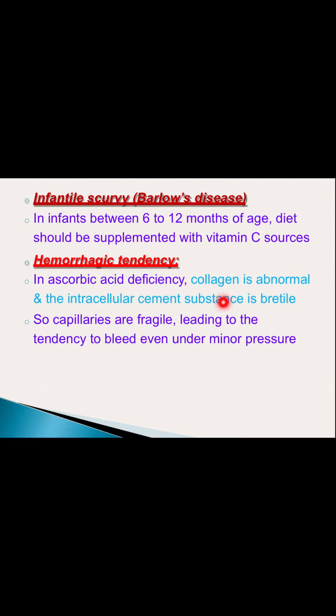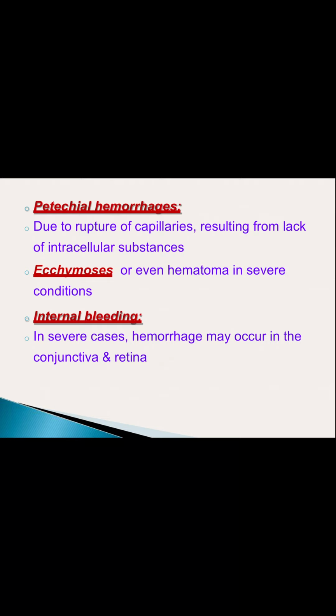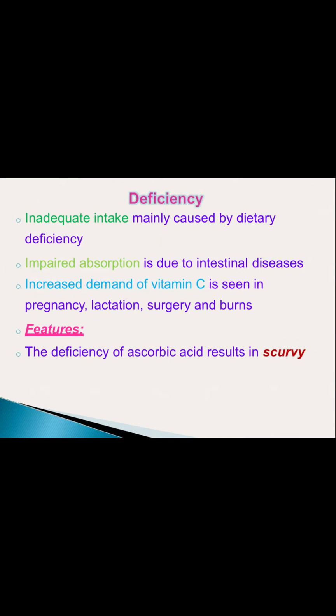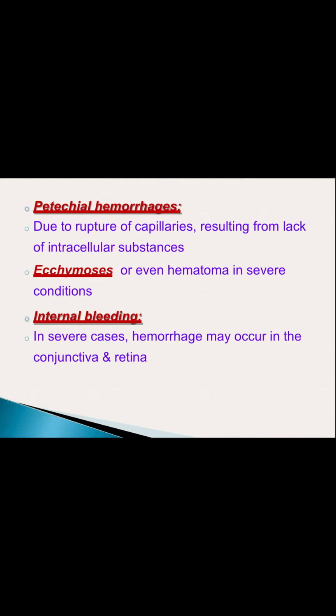In ascorbic acid deficiency, collagen is abnormal. Then the intracellular cement substance is brittle. So, capillaries are fragile, and any minor pressure is going to make them bleed, leading to the tendency to bleed even under minor pressures. So, there could be petechial hemorrhage, small hemorrhages due to rupture of capillaries resulting from lack of intracellular substance. Then ecchymosis or big bruises or even hematomas, which are blood-filled swellings in severe conditions.